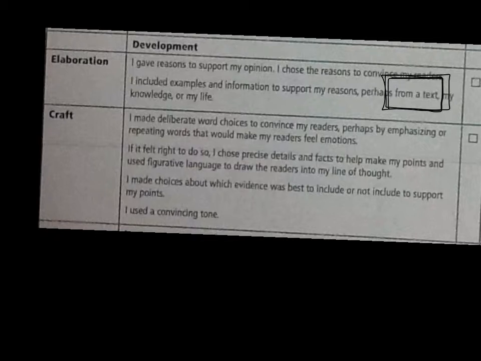And then craft. I made deliberate word choices to convince my readers, perhaps by emphasizing or repeating words that would make my readers feel emotions. If it felt right to do so, I chose precise details and facts to help make my points and used figurative language to draw the readers into my line of thought. I made choices about which evidence was best to include or not include to support my points. I used a convincing tone.